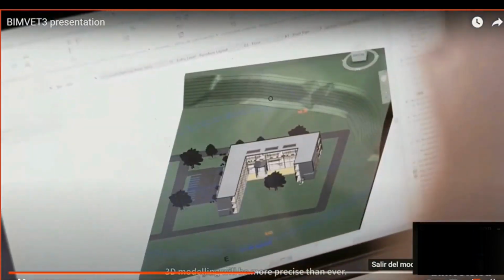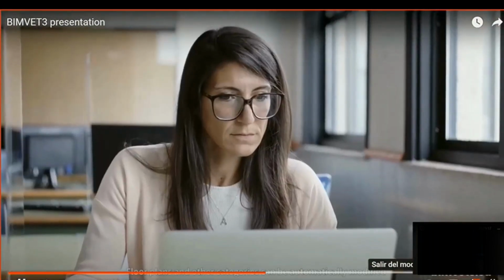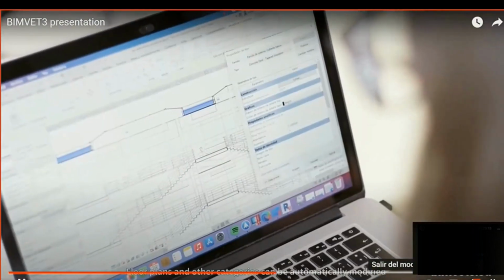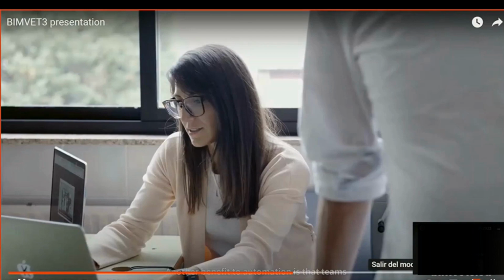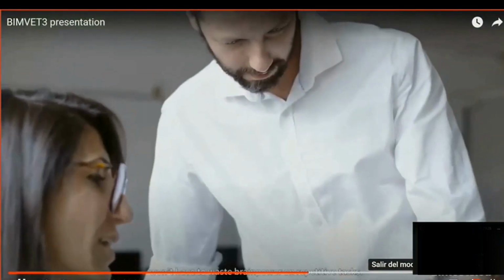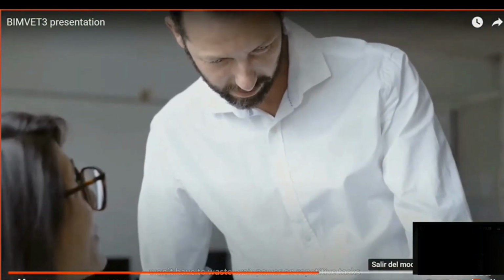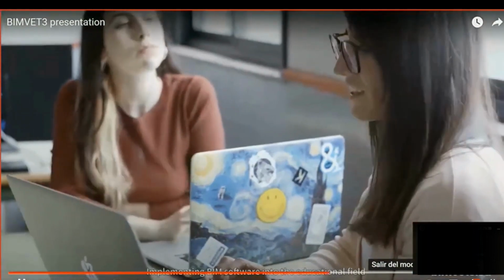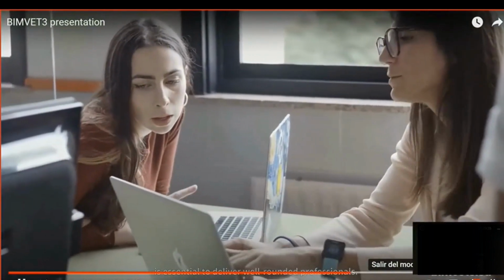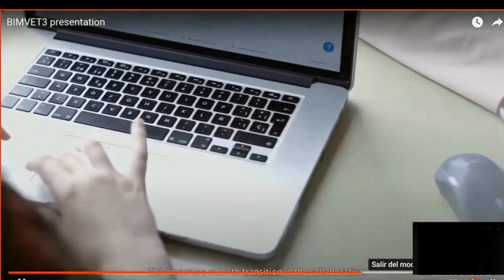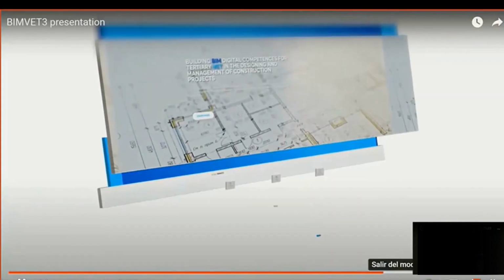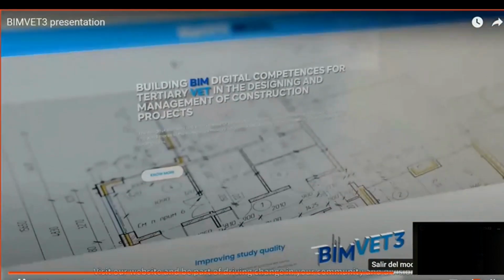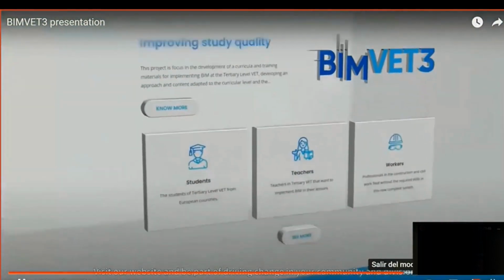3D modeling will be more precise than ever. Floor plans and other categories can be automatically modified while crafting the models. Another benefit to automation is that teams won't have to waste brain power on repetitive tasks. Implementing BIM software into the educational field is essential to deliver well-rounded professionals. This ensures a smooth transition in the collaborative and innovative workflows of the future. Visit our website and be part of driving change in your community and division.